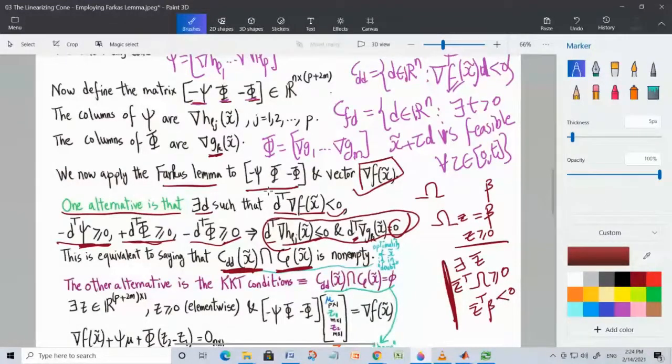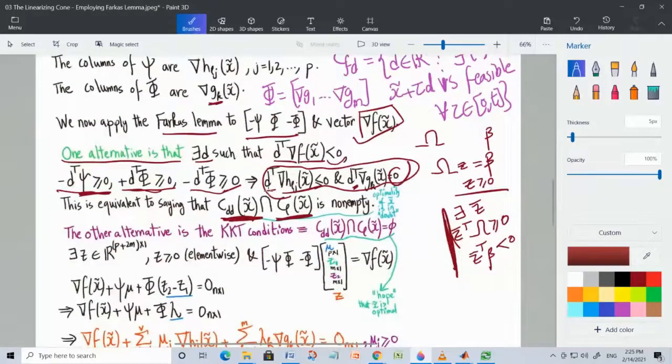But the Farkas lemma tells you that there is another alternative. So basically, it may be the case that this is false and there is another alternative. And so what will be the other alternative? The other alternative will be the opposite of this one. So this one tells you that the intersection between the linearizing cone and the cone of descent directions is non-empty. So the other alternative will tell you that the intersection between the linearizing cone and the cone of descent directions is empty. And this is the KKT condition.